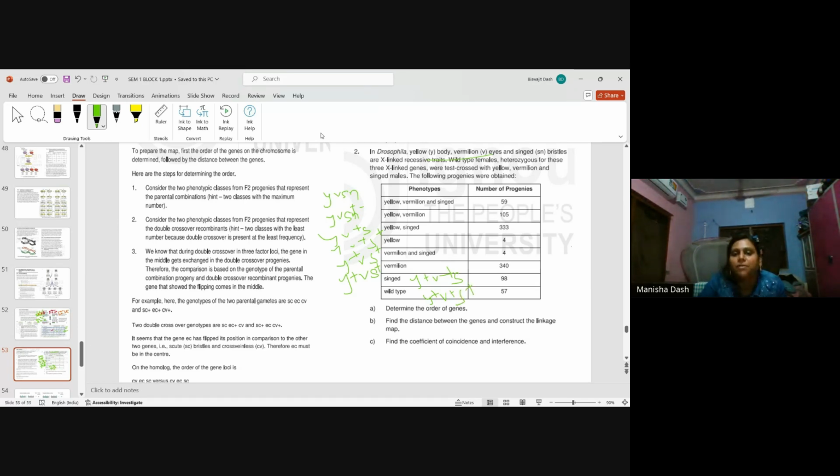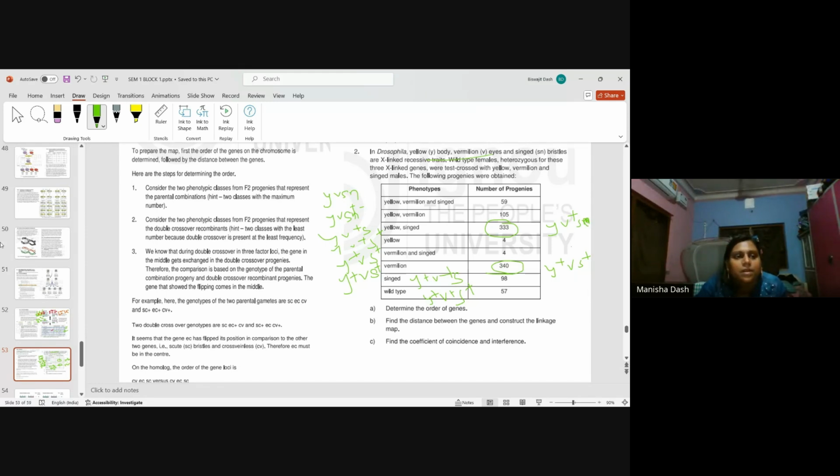Okay. So, as I told you, in any kind of problem, if you see the maximum numbers that are close to each other, because 333 and 340 are almost the same in number, these will represent the parental. So what is the parental genotype here? That is Y, then V plus and SN. And what is the other one? That is simply complementary to this. If this is Y, the other parental genotype will be Y plus and V and SN or S plus. Just let me take it as S.